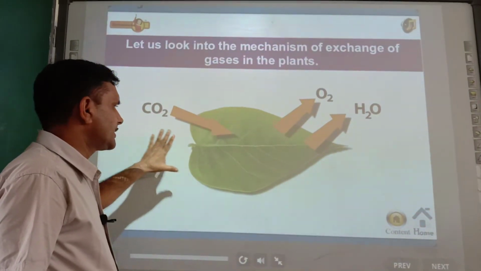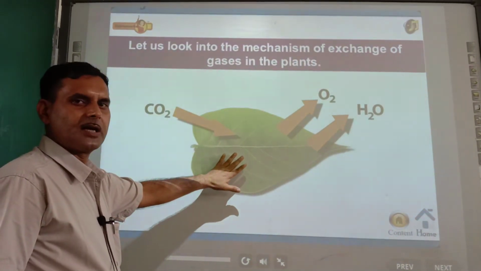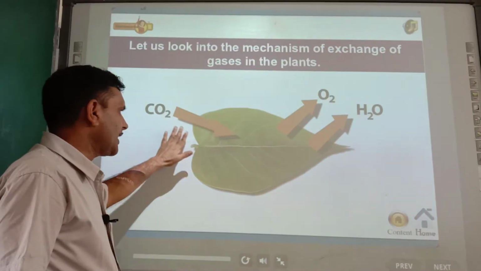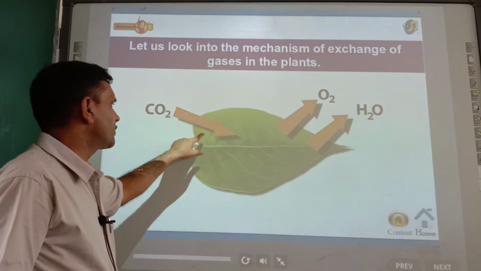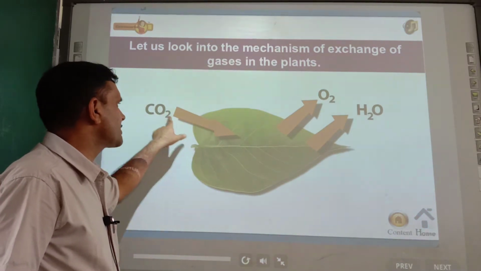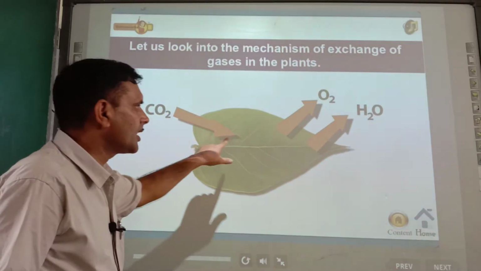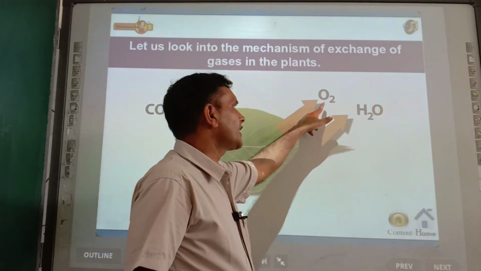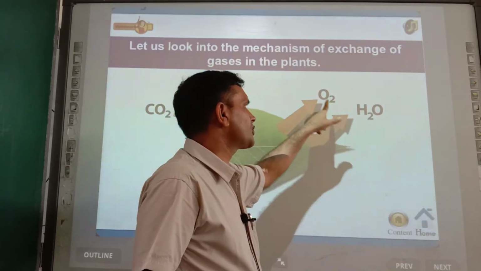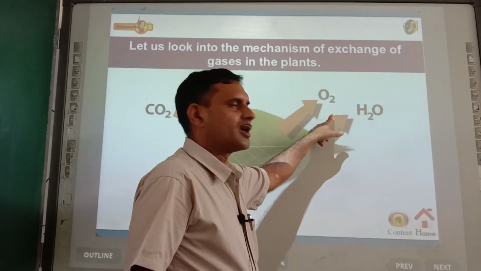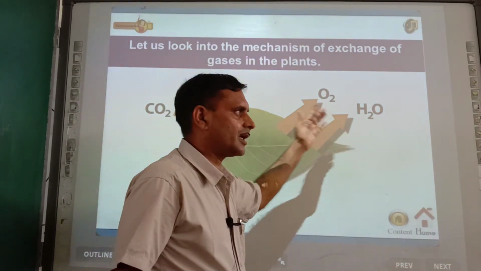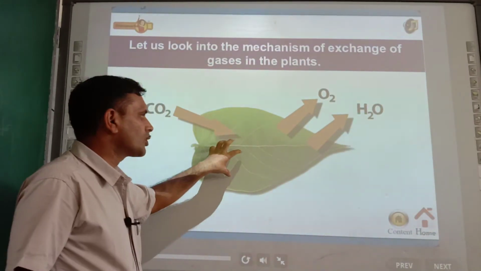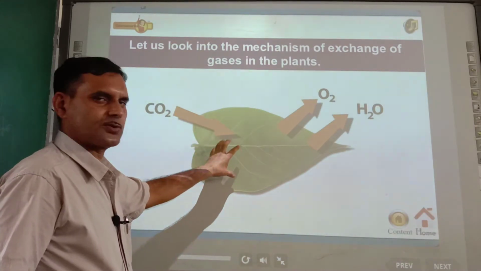So dear cadets, just see, this is the structure of a leaf. Just see, the complete equation they have not written, but here CO2 is being consumed. So in which process is CO2 being consumed? Photosynthesis only. And here they have shown the evolution of O2 and H2O. So in which process are they evolved? In photosynthesis only. So for the leaves, the most important work is photosynthesis only.